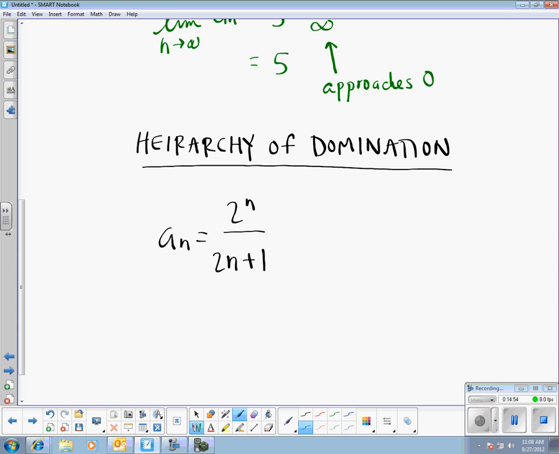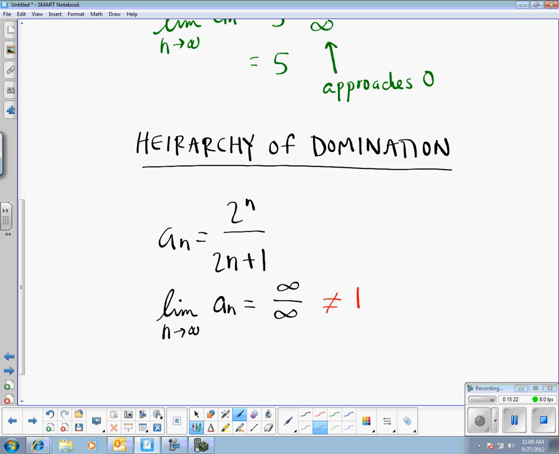And if you remember L'Hopital's rule, you could use that and take some derivatives. But really, if you rely on the hierarchy of domination, you'll be able to solve these really quickly. The limit as n goes to infinity of this particular sequence is infinity over infinity. And that doesn't mean anything. And it definitely does not mean 1. A lot of people see that and think, well, it's something over itself. It's got to be 1. But this is not equal to 1.